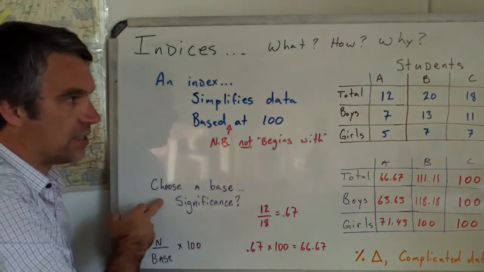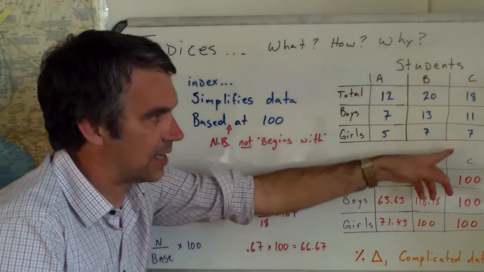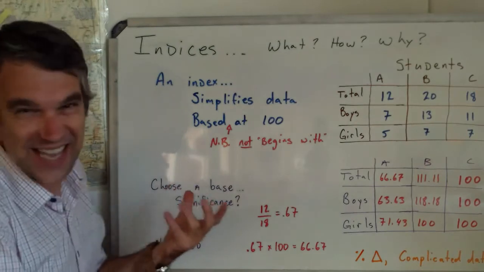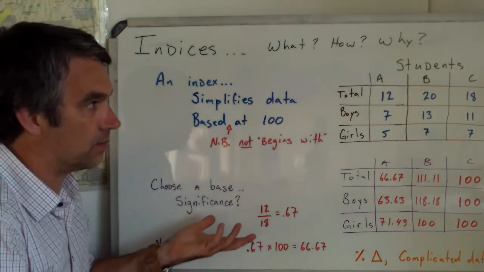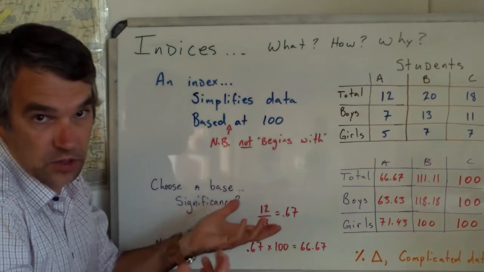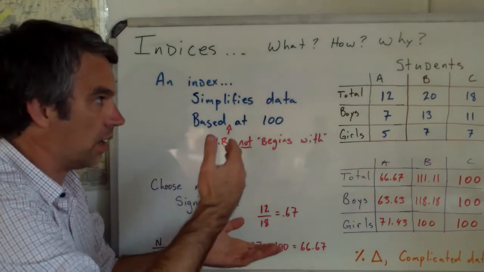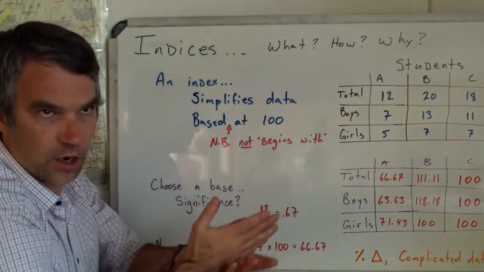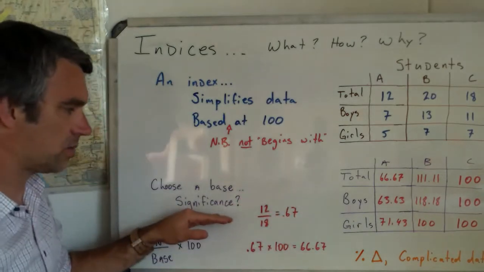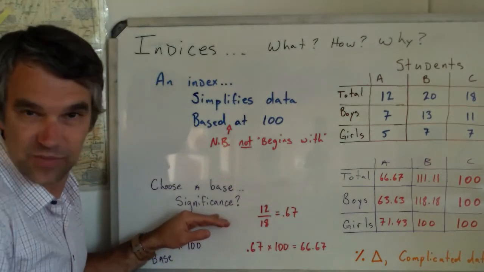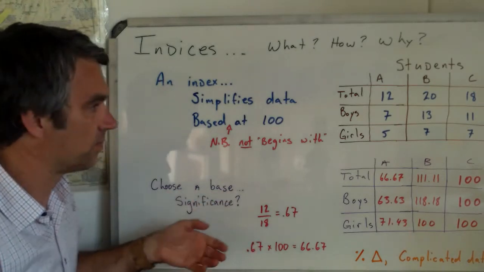So I'm going to choose a base year, or I'm sorry, a base class in this case, and I'm going to choose class C. The significance, in this case, there isn't any. But when making a real index, maybe I would choose a year that a recession began, or in this context, the year where our highest IB results were, something like that. So you could choose a base year based on something significant, but you don't necessarily have to. Sometimes you just choose something convenient, okay?